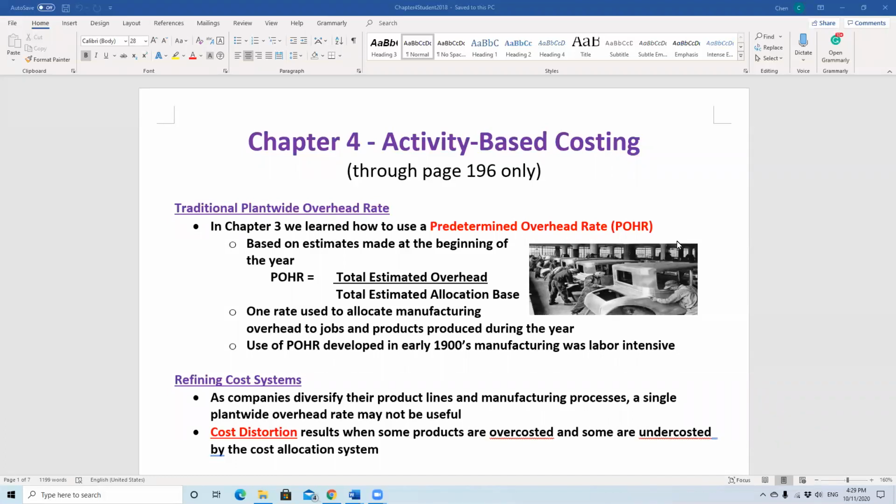If you still remember, the formula to calculate the predetermined overhead rate is to use the total estimated overhead throughout the period divided by the total estimated allocation base. And the allocation base must be a cost driver. You have seen examples that use total labor hours or machine hours as the allocation base to calculate the predetermined overhead rate. And then we use this ratio to allocate the manufacturing overhead to the jobs and products during the year.